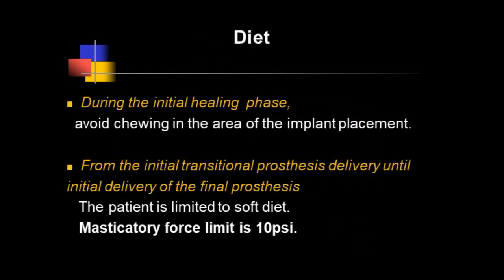During the initial healing phase, the dentist instructs the patient to avoid chewing in the area of the implant placement, and once uncovered, the implant is connected to an abutment, and that is at greater risk of loading during mastication. So, from the initial transitional prosthesis delivery until the initial delivery of the final prosthesis, the patient is limited to a soft diet and the masticatory force limit here is 10 psi. So the soft diet not only minimizes the masticatory force on the implants and overloading of implants, but also decreases the risk of temporary restoration fracture.